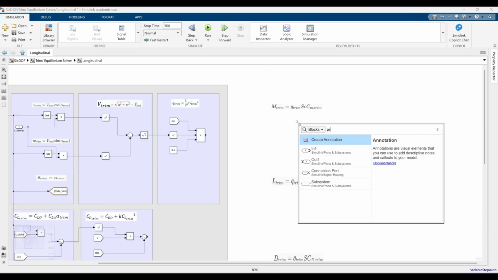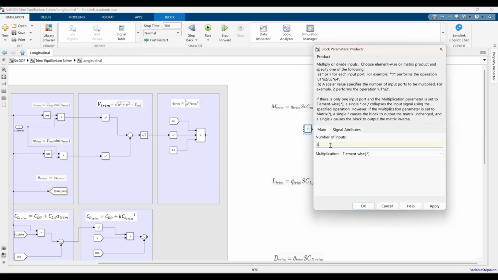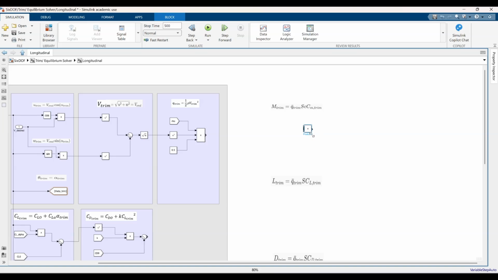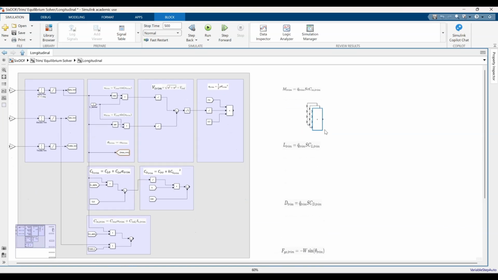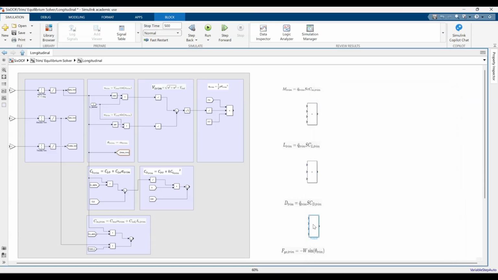Okay, I need a product. Let's double click, make that a 4 channel product, and then I can make 2 more copies of that because I can use them for my drag calculation and lift calculation. And so for drag and lift, 3 channels will be sufficient. And if you notice, each of them is using Q trim. So I can put Q trim like that for all of them.